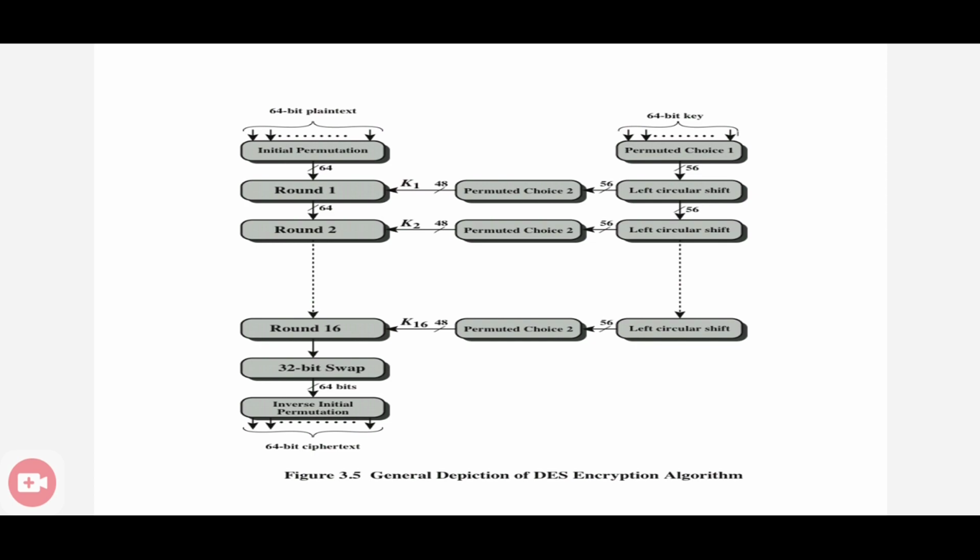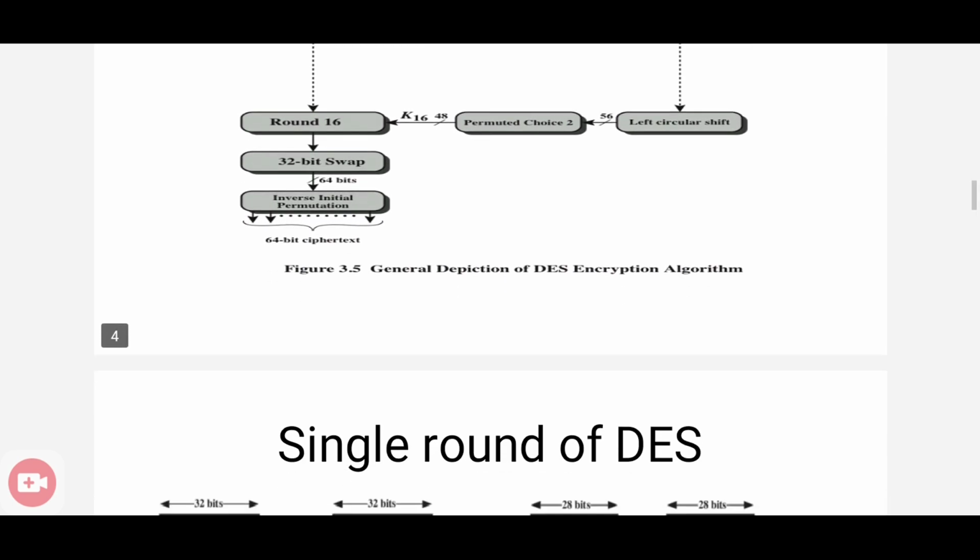Originally, we are taking a 64-bit key, but after permutation, we get a 56-bit key. Then that 56-bit key is used for generating the 48-bit keys. Clear? By using left circular shift and permutation. Okay.